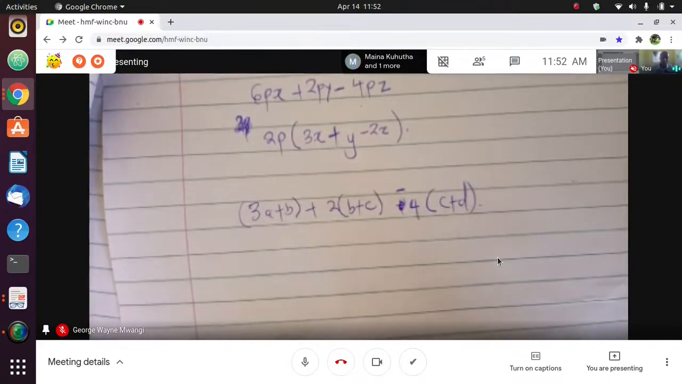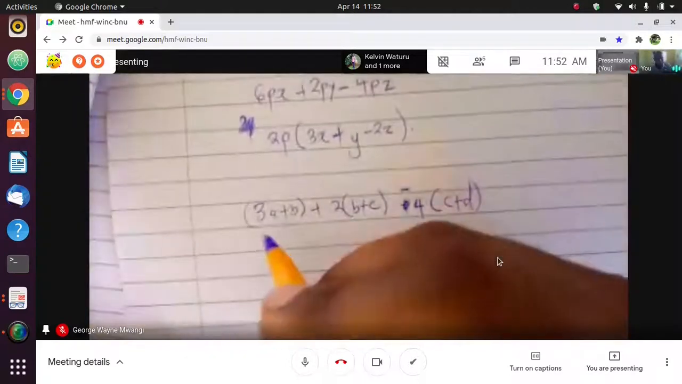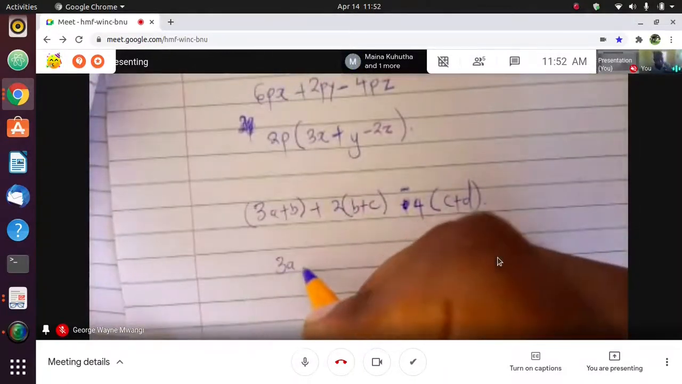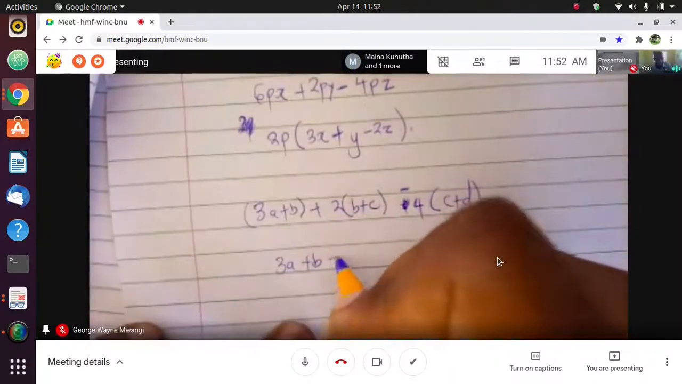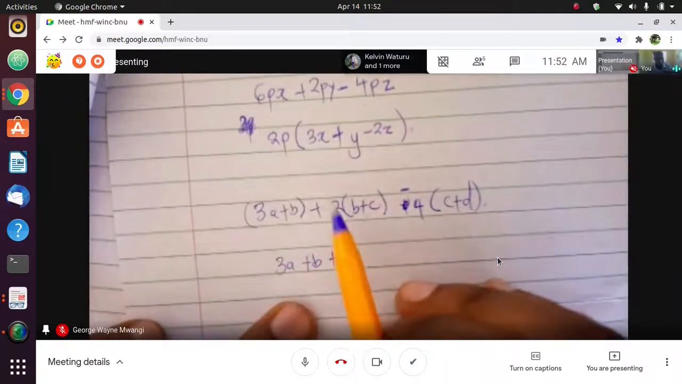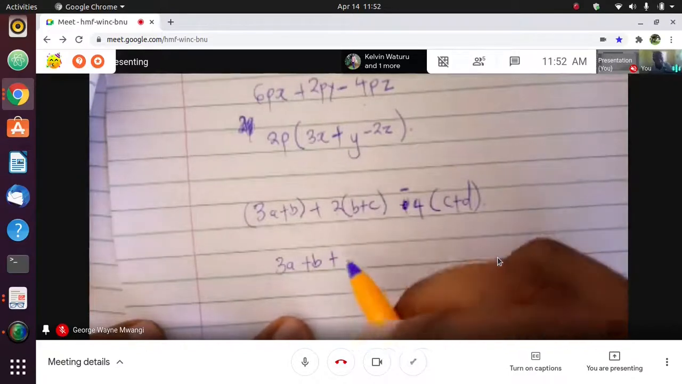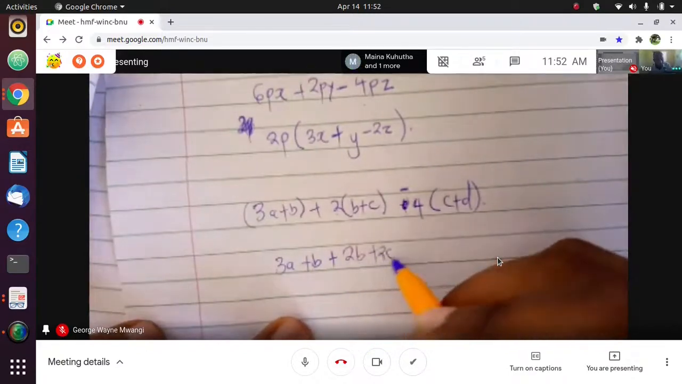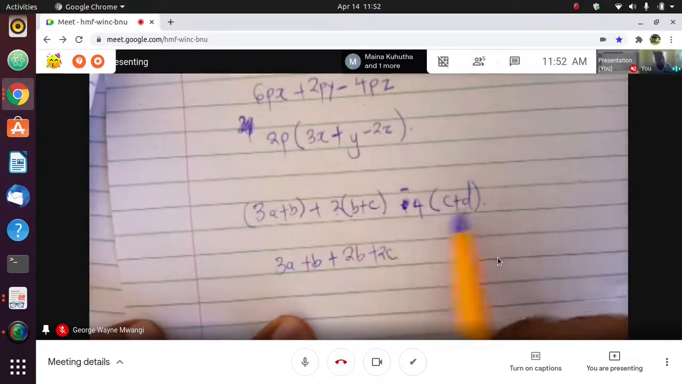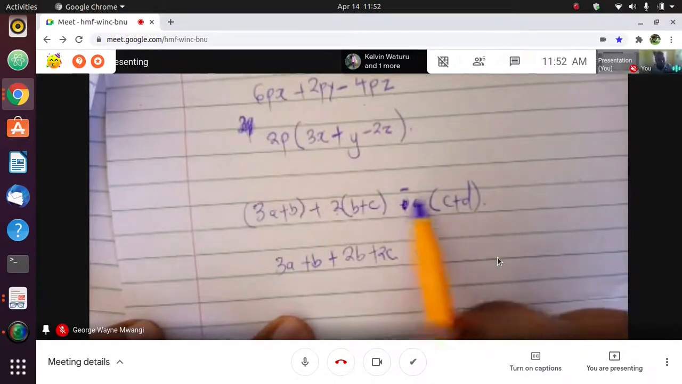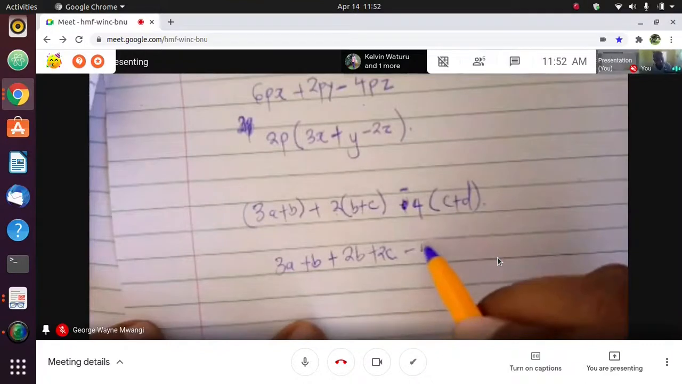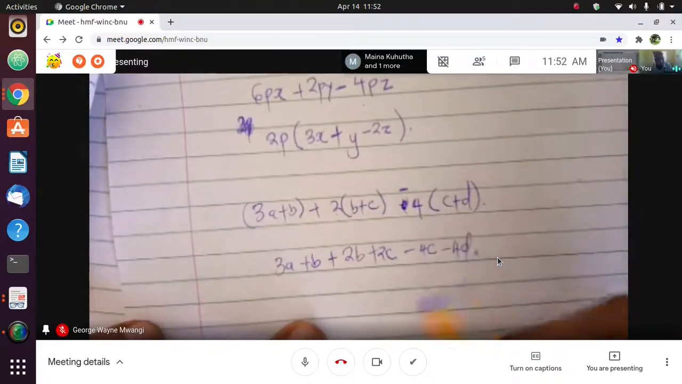We have to learn how to open the brackets and how to introduce brackets. So in this case, we are opening the brackets. So 3a plus b plus, we open this bracket up. So we multiply 2 times b, and then we multiply 2 times c. So it gives us 2b plus 2c. And we do the same. We open the bracket here. We multiply this common factor 4 by c and d. So minus 4c minus 4d.